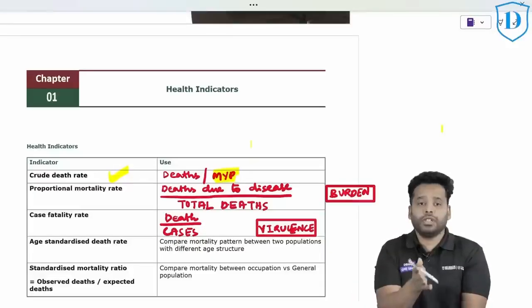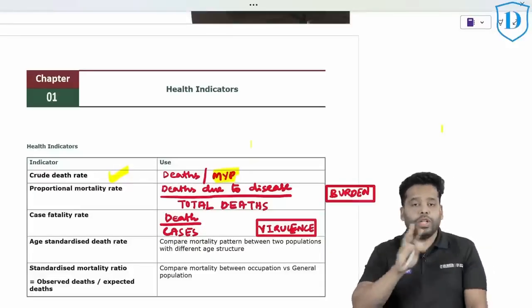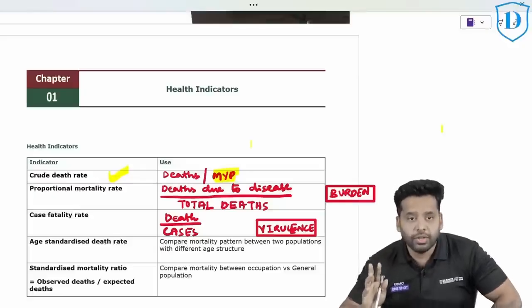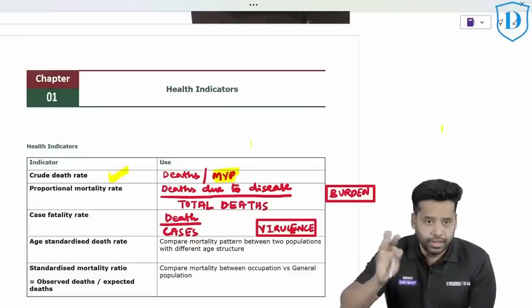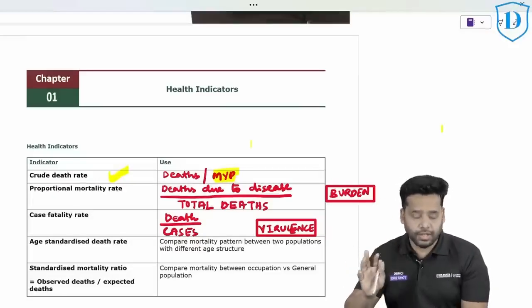So what is the difference? Crude death rate is for the whole population. Specific death rate is for the age and sex, different age groups and different sexes.